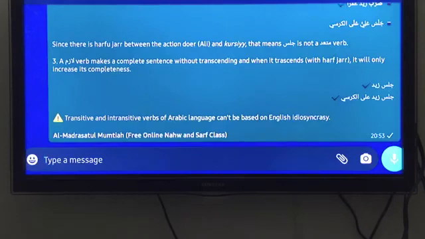So lastly, let's not confuse what we know from English as transitive and intransitive. We have to look at the construction of the sentence in Arabic for us to know, okay, this is a transitive verb and this is an intransitive verb.